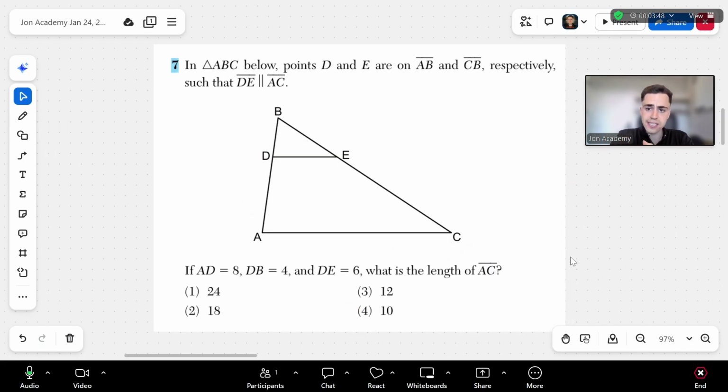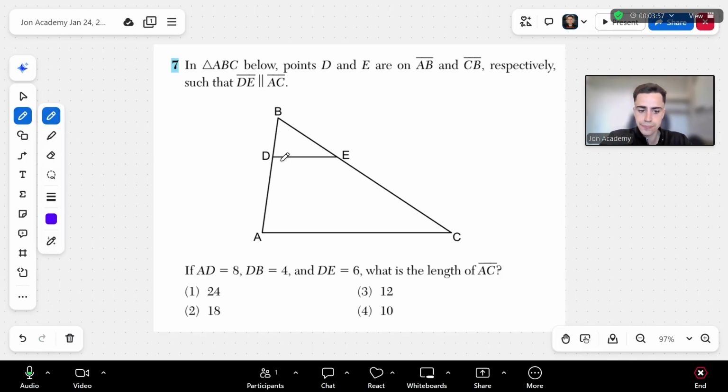Let's now go with number 7 here. We have a triangle ABC and then another smaller triangle, DBE, we could call it. And they tell us some of the side lengths. So AD is 8, which is here. DB is 4. Therefore, this total side length AB is 12, the sum of both, and DE is 6. And we are asked about AC, which is the one here.